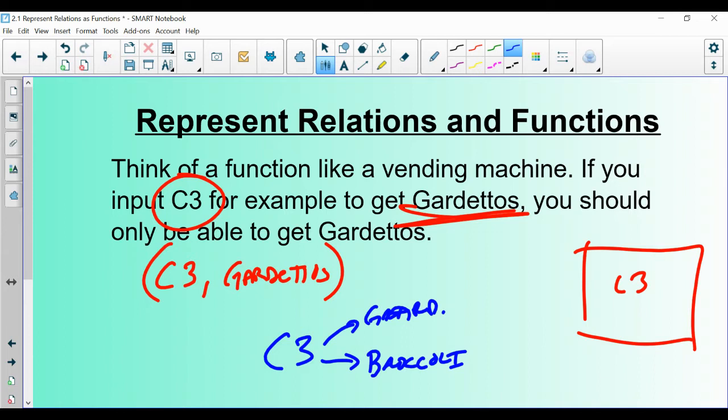That would never happen in a vending machine. It's not like some lottery where you type in C3, and sometimes you get the thing that you want, and sometimes you get something that you absolutely don't want. Broccoli from a vending machine, right? That would be atrocious. So the point that I really want you to take away from this is when you type in C3, that's your input. You better know exactly what you're getting out. It better have a defined output in only one thing. C3 better get me Gardetto.